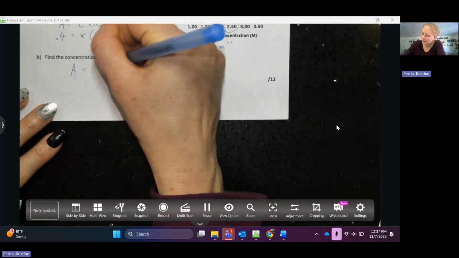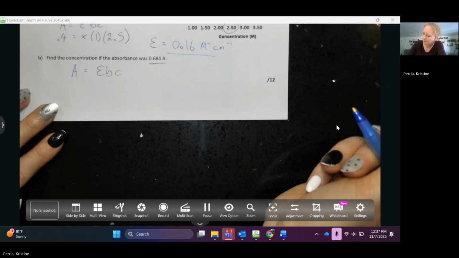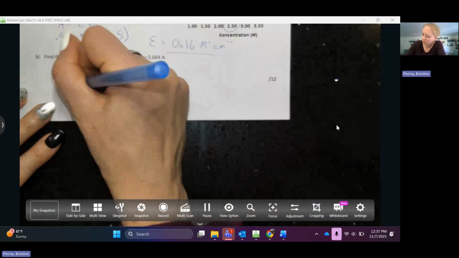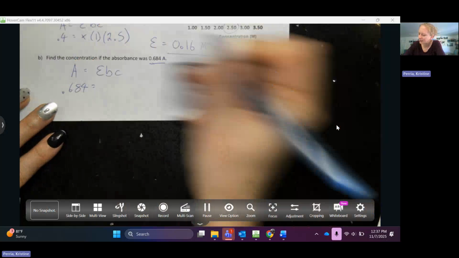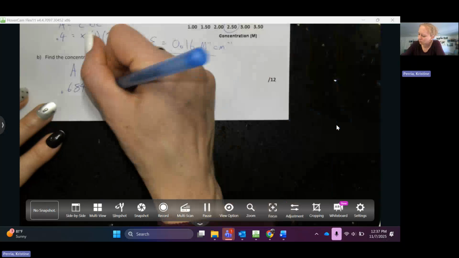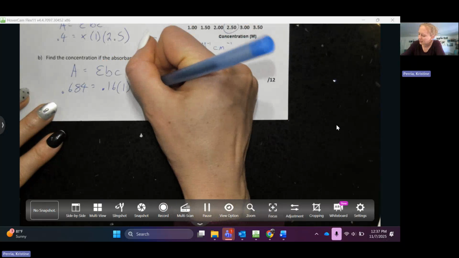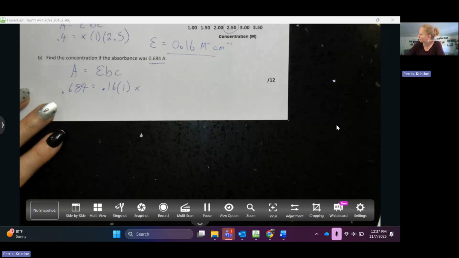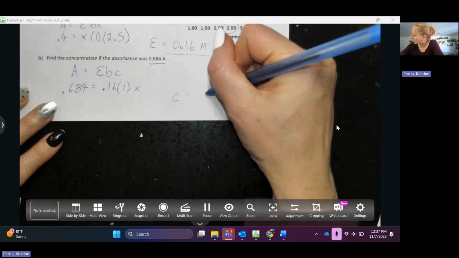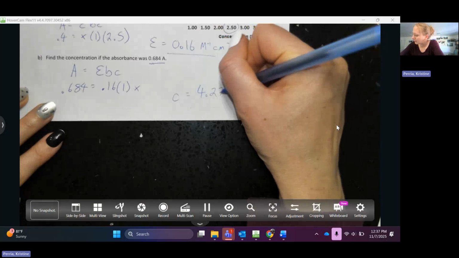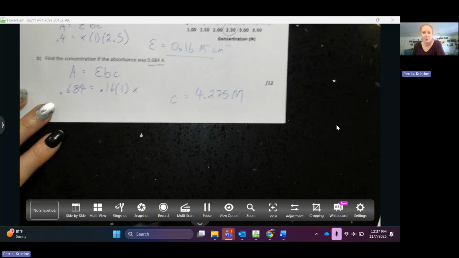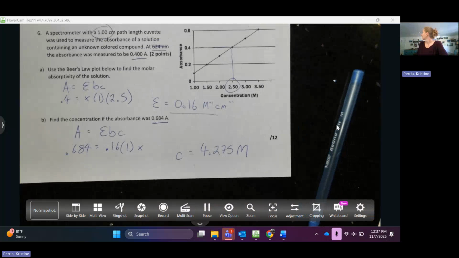So I'm going to use A equals EBC again. Okay. So my absorbance is given to me as 0.684, and that's going to equal my molar absorptivity, 0.16. Path length is still the same, and then I would just divide both sides by 0.16, and my concentration is going to equal 4.275 molar. Okay. Hopefully that was helpful.